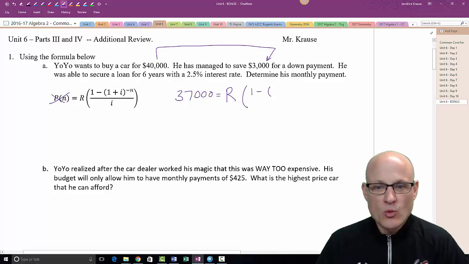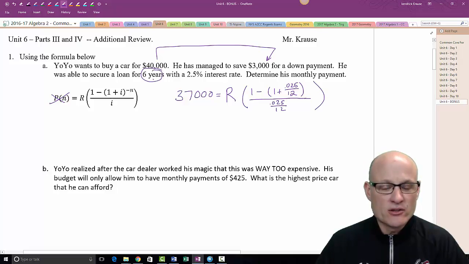1 minus 1 plus I. Now, I is 0.025. Monthly payments, that means I'm going to divide by 12. Same thing's going to be true on the bottom, 0.025 divided by 12. But I need to raise this to a certain exponent. We got 6 years, and we're doing it monthly. So if I take 6 and multiply by 12, I get 72 months.